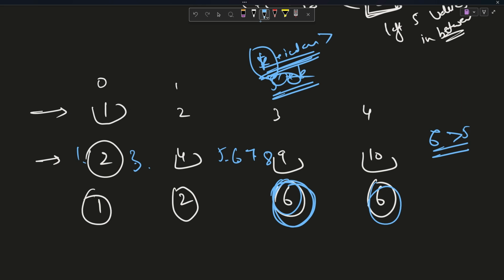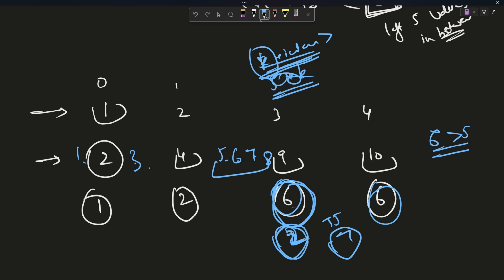That means at index, what is the index? Index is 2. At this index 5 numbers have been left out. So what is my answer going to be? Index plus 5, which equals 7. Why? Index plus 5, why?